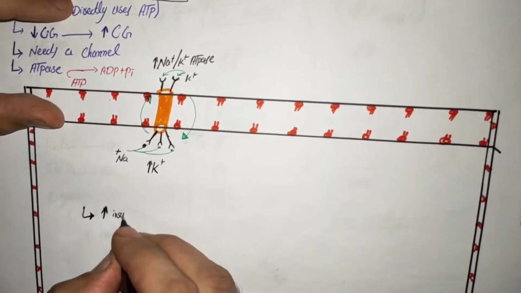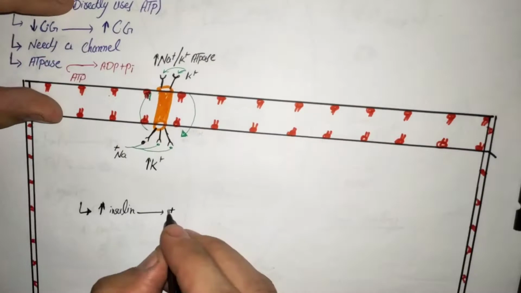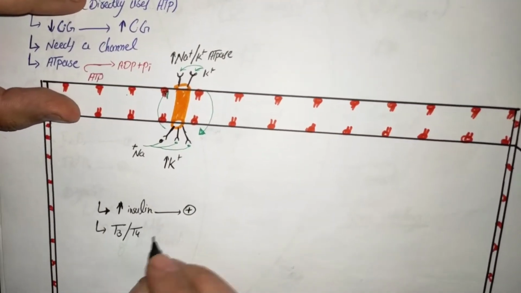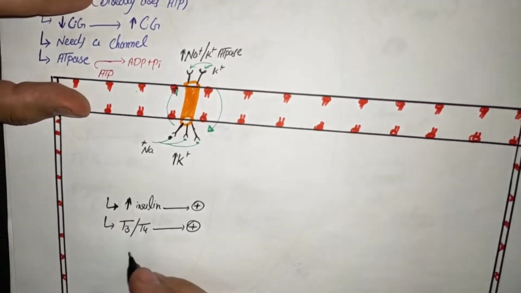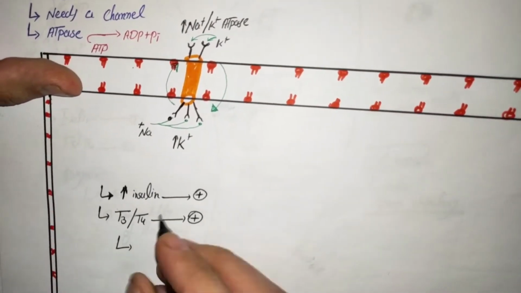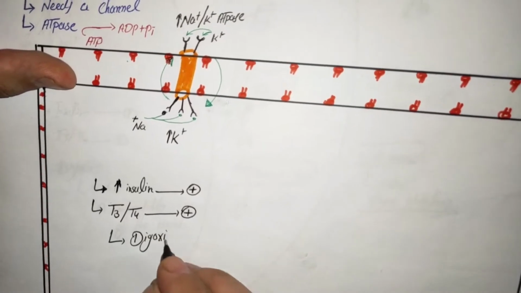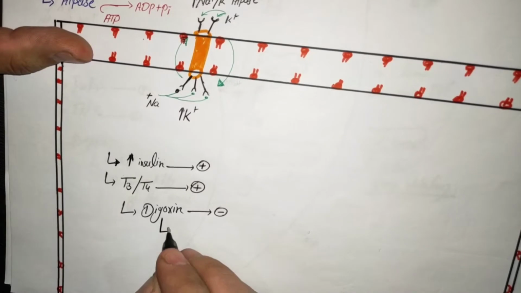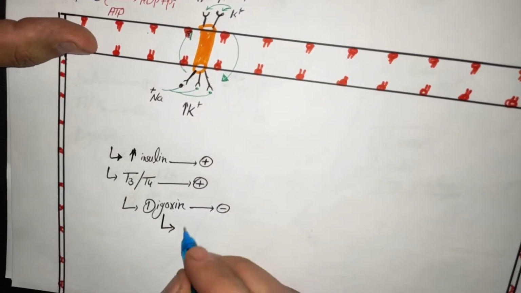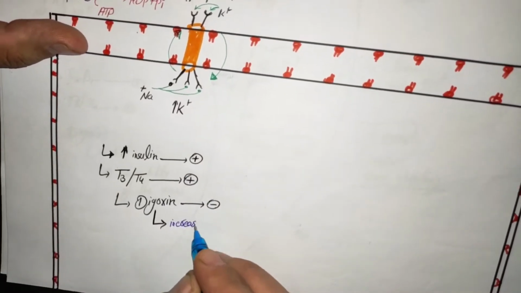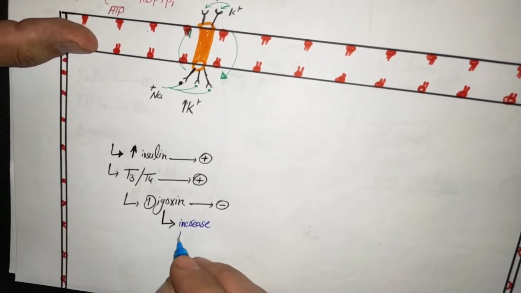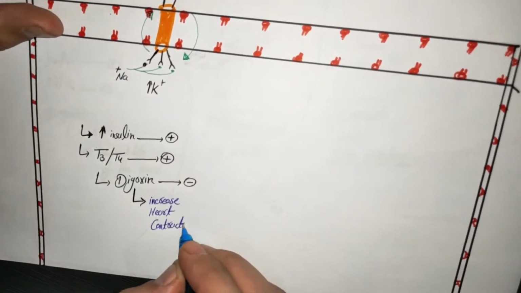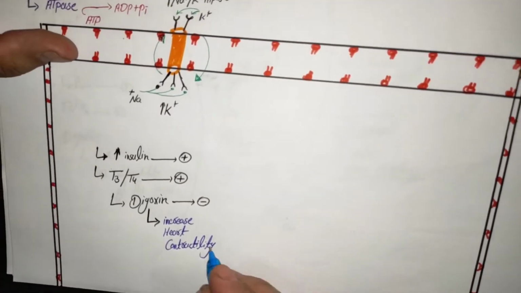High concentration of insulin can stimulate this channel. T3, T4 can also stimulate this channel or this protein. However, digoxin inhibits this channel. So whenever this channel is inhibited, that's why digoxin increases heart contractility, or we can say heart muscle contractility.